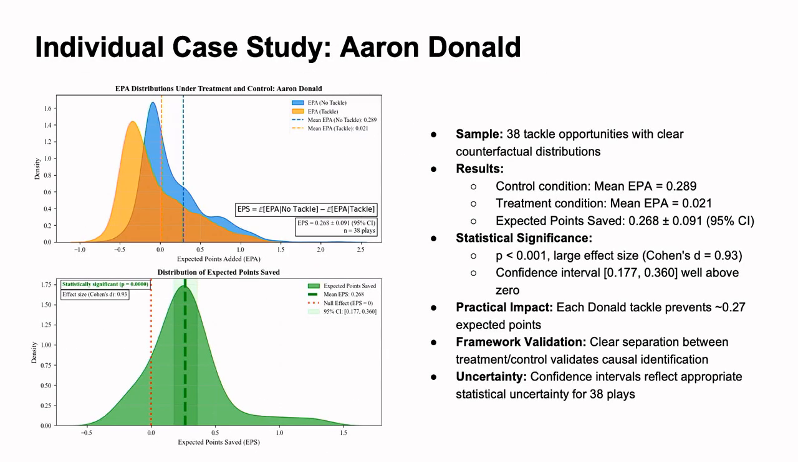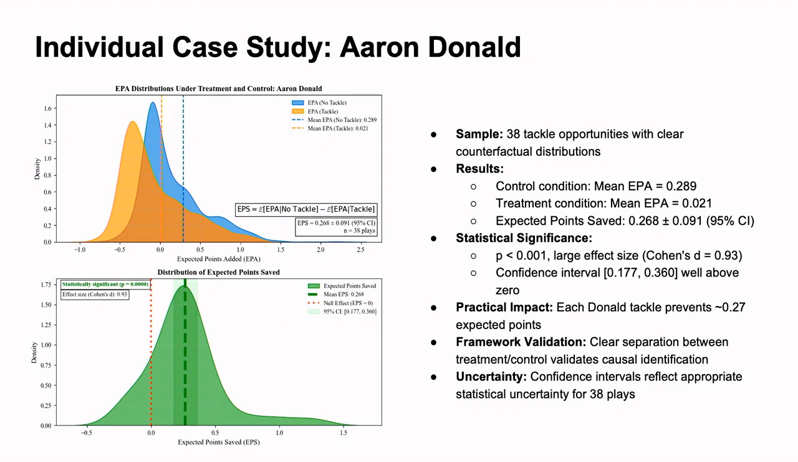Now we can look at individual case studies. So let's look at the data set. We can look at Aaron Donald, who's known as one of the best defensive players and recently retired. In the top figure, we can compare his two distributions: the EPA when he doesn't tackle and the EPA when he tackles. The EPA when he doesn't tackle is blue, and you can see it's much farther to the right versus his distribution when he does tackle, right? And so we can look at the difference between these, and this is the expected points saved metric.